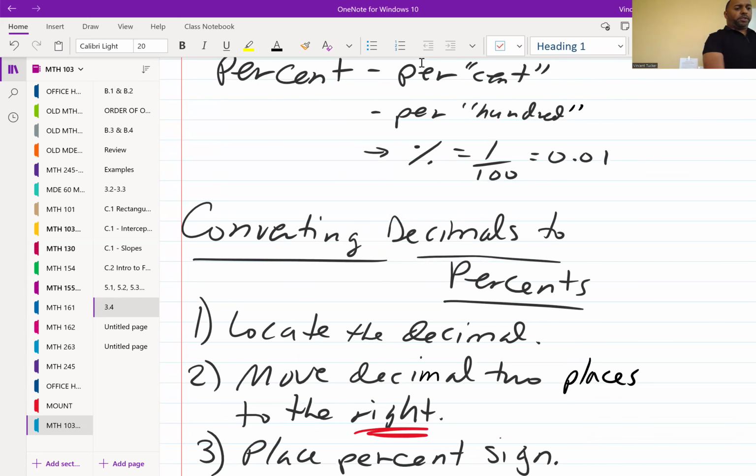So the first conversion type that we're going to do is decimal to percent. So it's no real calculation, just process. So locate the decimal, then you're going to move the decimal 2 places to the right and then place your percent sign.